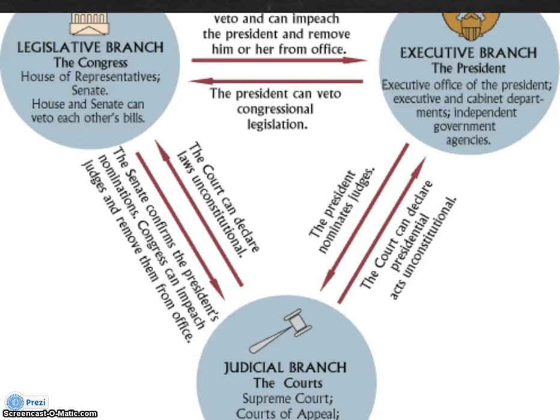The president can veto congressional legislation. The court can declare laws unconstitutional. The Senate confirms the president's nominations. Congress impeaches judges and removes them from office. The president nominates judges. The courts can declare presidential acts unconstitutional.